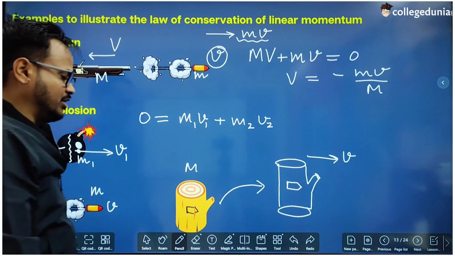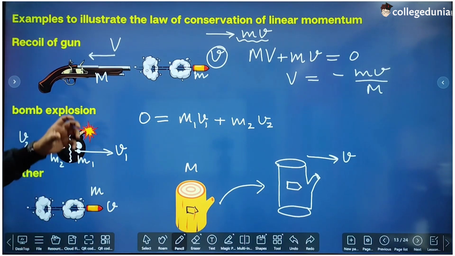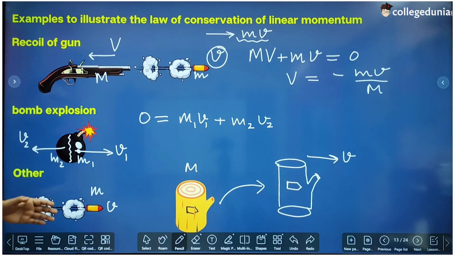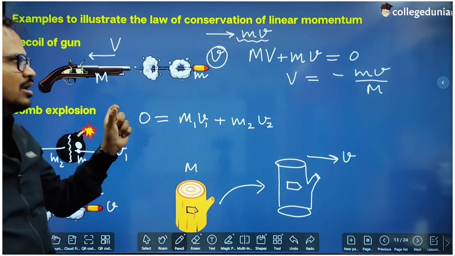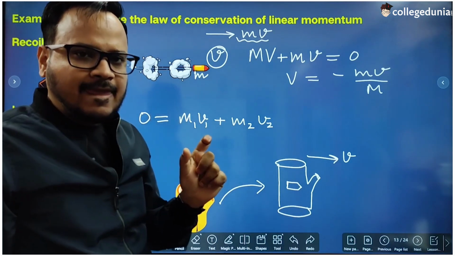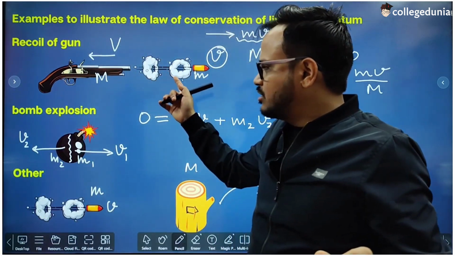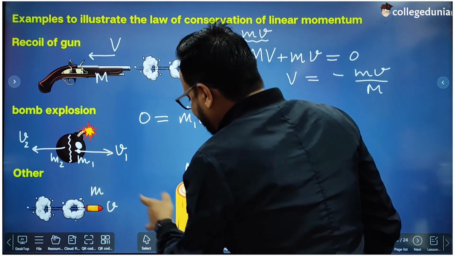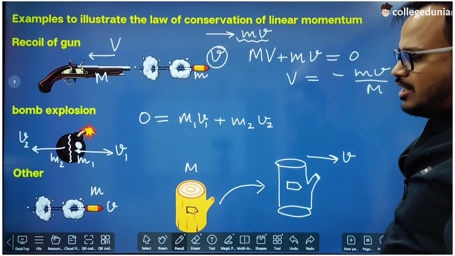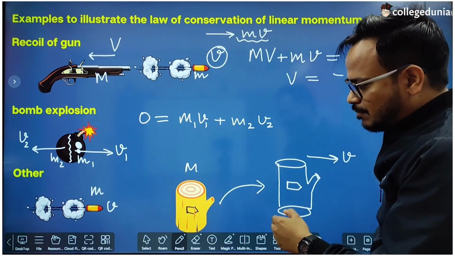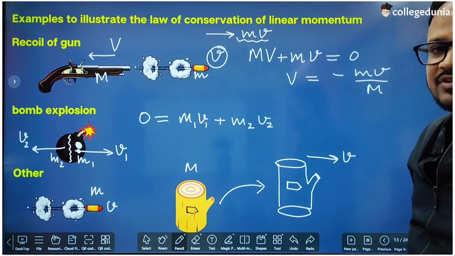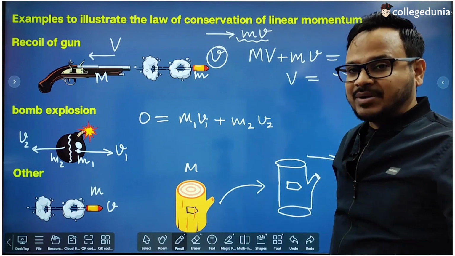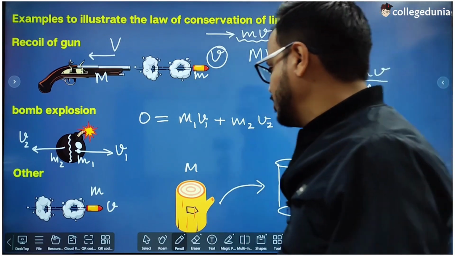So what is the equation that can be applied? In all these situations, based on the concept of conservation of linear momentum, there is something called impact. For example, impact in this case was the firing of the gun, impact in this case was the explosion of the bomb, and impact in this case was the bullet hitting the plank. So the total momentum of the system before the impact is equal to the total momentum of the system after the impact, and this is how you can make the equation.